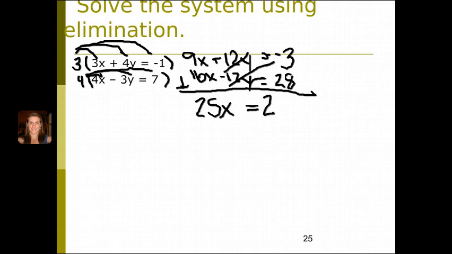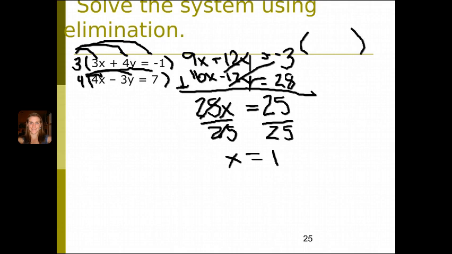Now we have a one-step equation. 25x equals 25. So to solve this, we need to divide by 25 on both sides. 25x divided by 25 cancel out, leaving us just 1x. 25 divided by 25 gives us 1. So, in our ordered pair, the x value, which is the first number in the ordered pair, is 1. To find the second number, we need to plug 1 in for x in one of the original equations. I'm going to plug it in the top one.